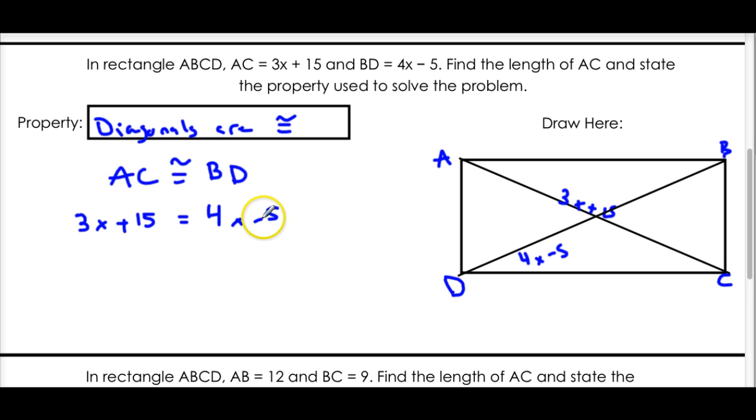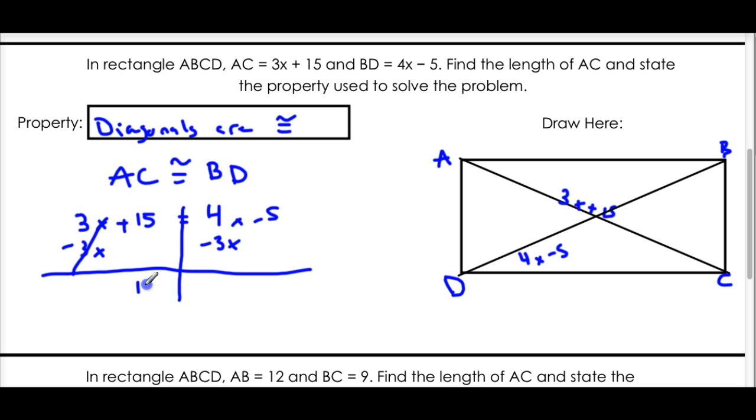Now we just want to find the value of x that makes these two congruent. So we're going to put a line down and start solving it out. First thing we're going to do is subtract 3x from both sides. That cancels. We get 15 equals x minus 5. We'll add 5 to both sides, and sure enough, we get x equals 20.